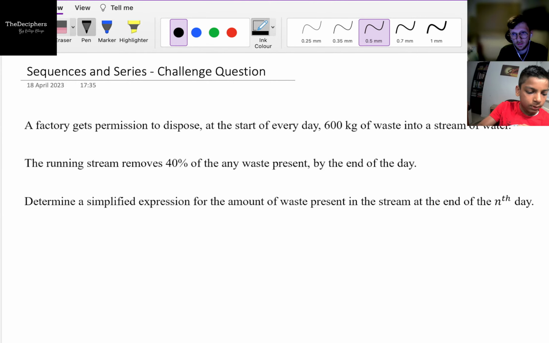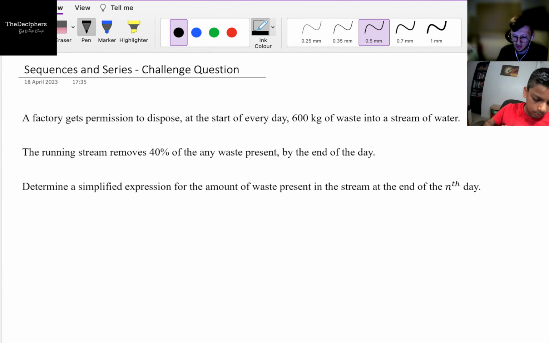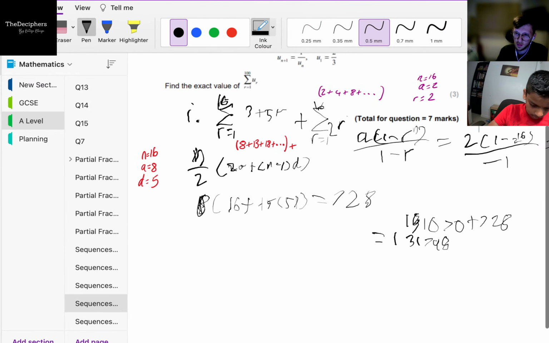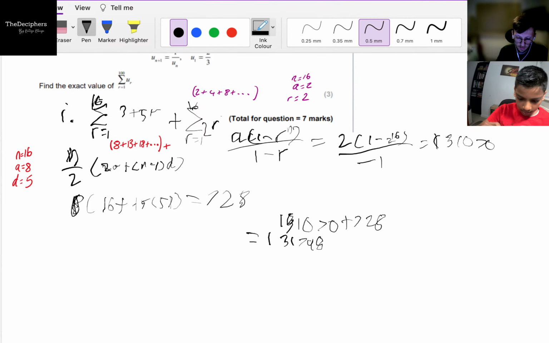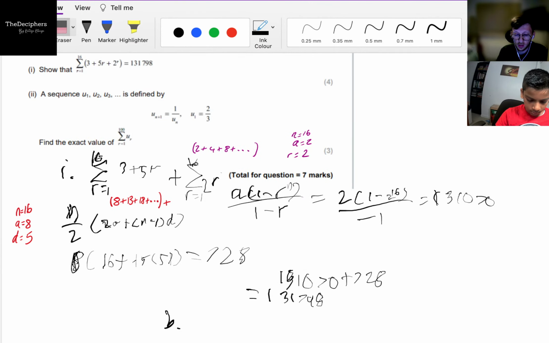So, challenge question. Oh, part B. There's a part B to that previous one. Jumping the gun. Okay, then part B. So we've got a recurrence relation: u_(n+1) equals 1 over u_n, and we're told u_1 equals 2/3. We want to find the exact value of the sum of u_r from the first to the 100th term.